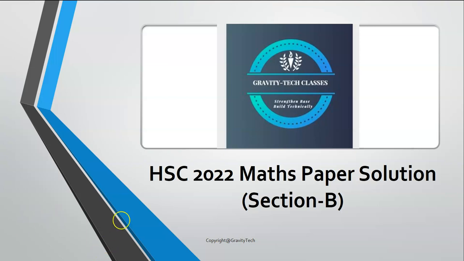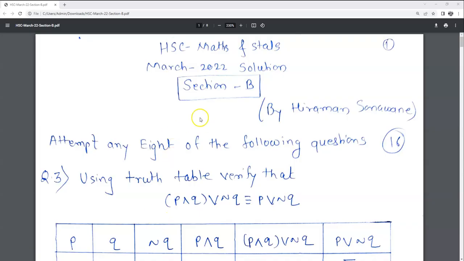चला मग आता आपण बघूया की सेक्शन बी चे सोल्युशन काय आहे. So this is a solution of section B of the March 2022 maths and stats paper of the HSC board. This is solved and explained by me.